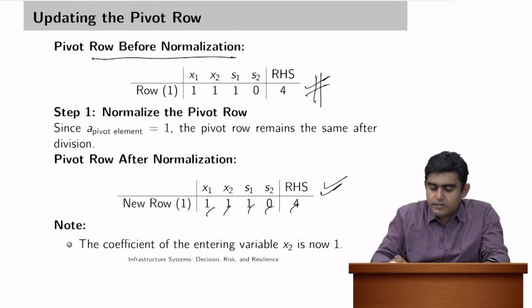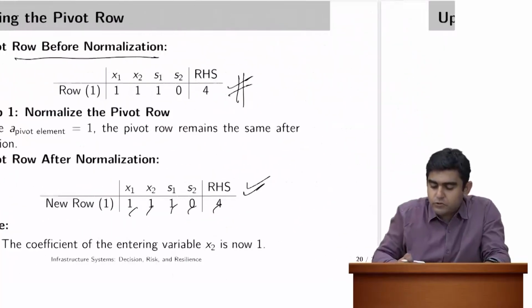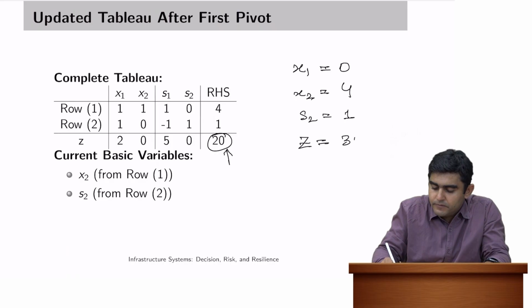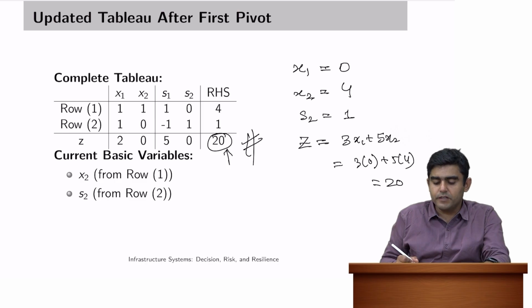as per our original question is 3x1 plus 5x2. So 3x1 plus 5x2, let us write here, 3x1 plus 5x2. It comes out to be 3 times 0 plus 5 times 4, which is equal to 20, which indeed is the value that our tableau is giving.